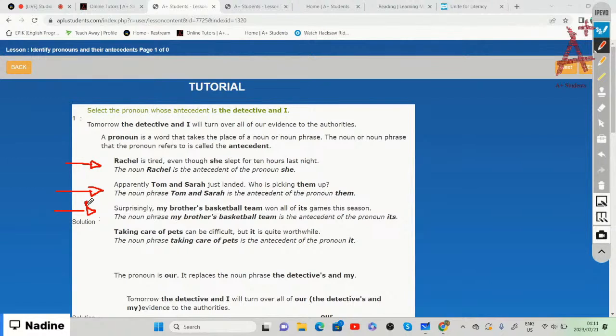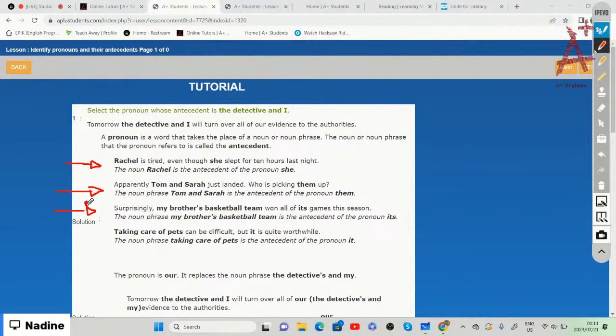And remember, we said that the noun or the noun phrase that the pronoun refers to, which is either it, its, them, or she, we call that the antecedent, right? So instead of, for example, saying Rachel, which is the noun, we can just say she, right? Instead of saying Tom and Sarah, which is the noun phrase, we just say them.